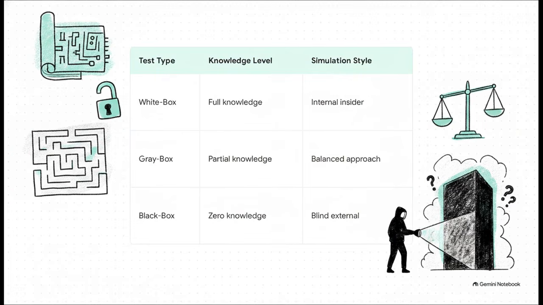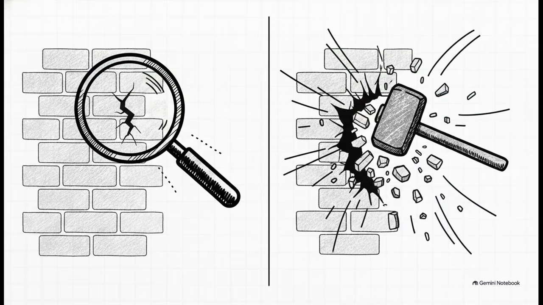Now, testers operate with varying levels of knowledge about their target. A white box test provides full knowledge of the environment. This saves a massive amount of time because you bypass all that early reconnaissance. A black box test, conversely, provides absolutely zero prior knowledge. It realistically simulates a blind external hacker trying to gain access from scratch in an entirely unknown environment. And right in the middle, you have a gray box test, offering partial knowledge to balance cost and realism.